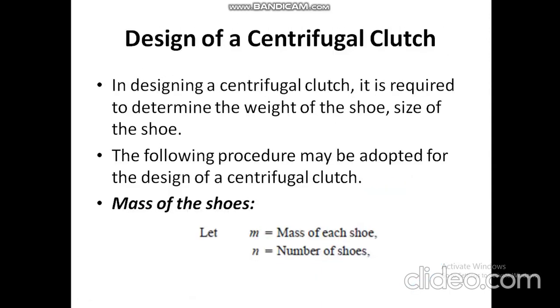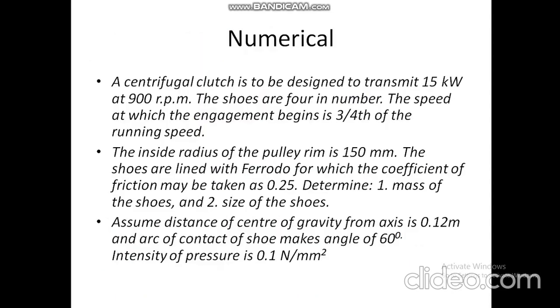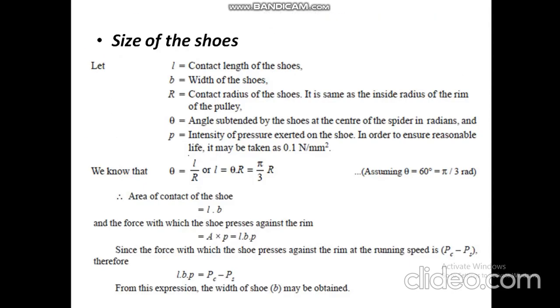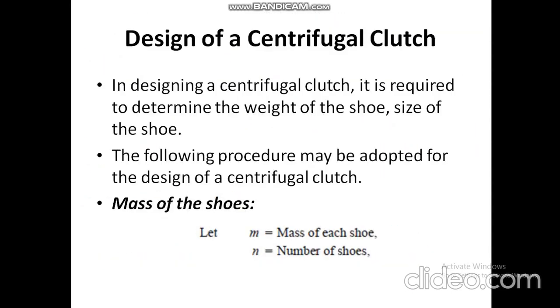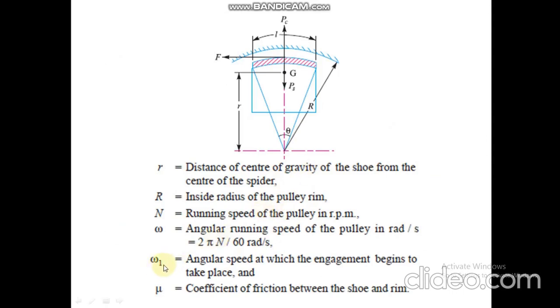And generally, omega 1 is taken as 3 by 4 of omega. Omega 1 is taken as 3 by 4 times omega. Okay, means if your omega is 400, your omega 1 will be 300 in terms of RPM, but omega having the unit of radian per second. Okay, mu is coefficient of friction between shoe and the rim.